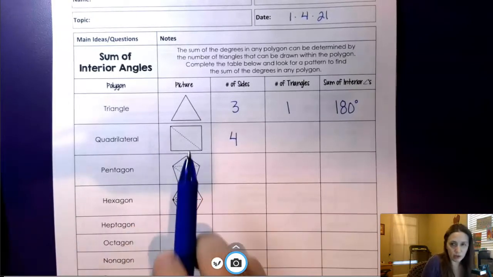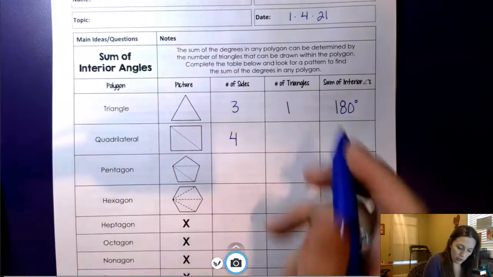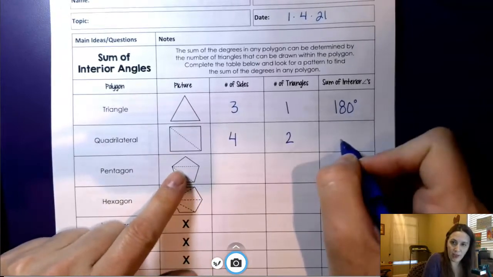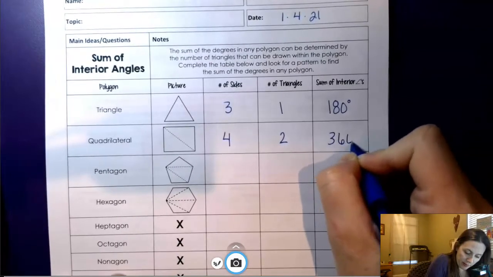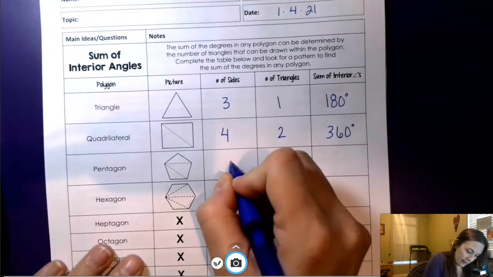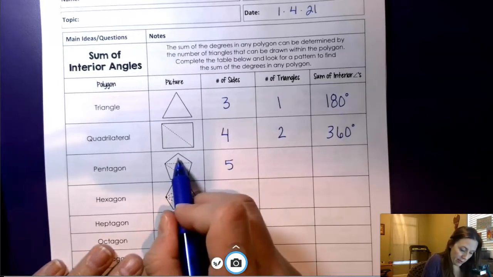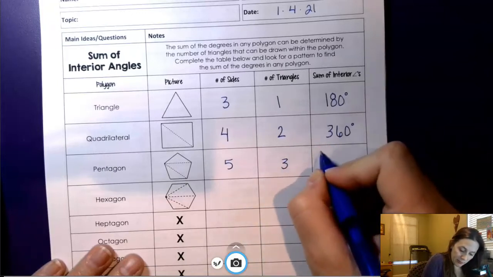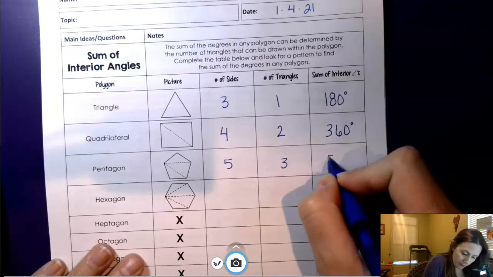Now a quadrilateral we know has 4 sides, and if I draw a triangle by connecting the vertices, I can draw 2 triangles. I can't draw another one without crossing the line, so really there's only 2 triangles here. Since I know one triangle is 180 and I have 2, I can either add that or multiply by 2, getting that the sum of the quadrilateral is going to be 360 degrees. For a pentagon, I have 5 sides, and drawing diagonals that do not intersect, I create 3 triangles. So I can either do 180 times 3 or add another 180. I'm going to get 540.